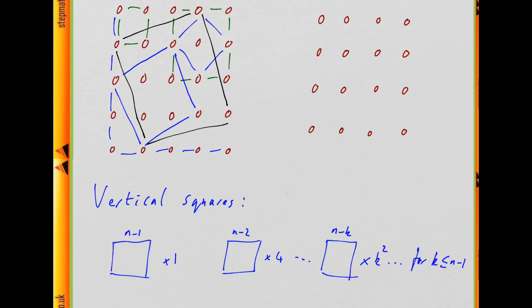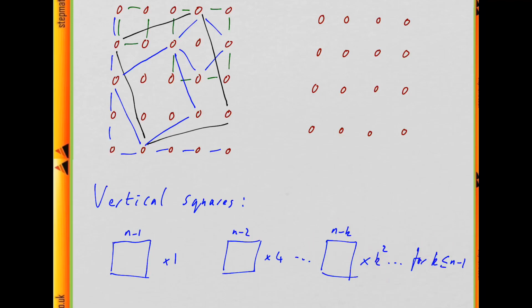And in general, if I have an n minus k-sided square that can fit in, I get k squared of them, because I can move them up or down k minus 1 times, or left to right k minus 1 times. So there's basically k possible choices for the height, k for the width. So it gives us k squared of these. You don't necessarily have to think about it that way, you could just do this for increasing grids and see the pattern.